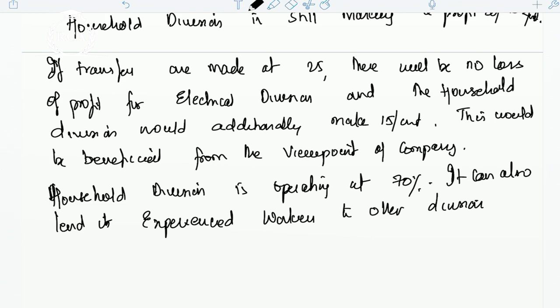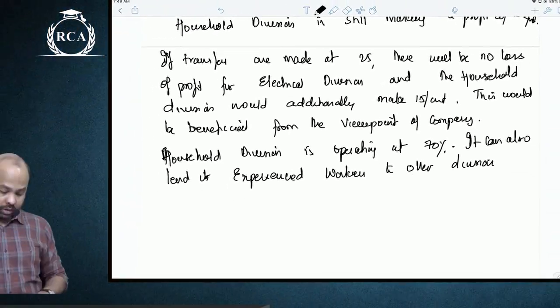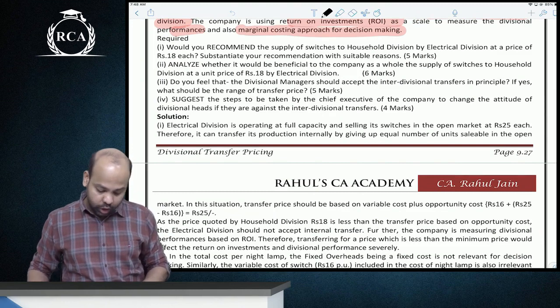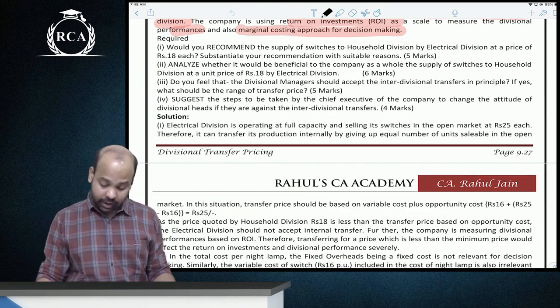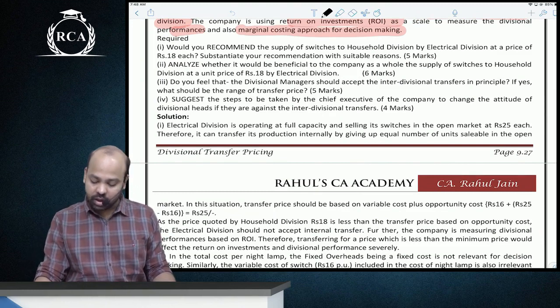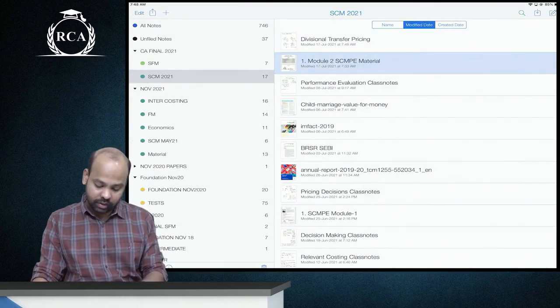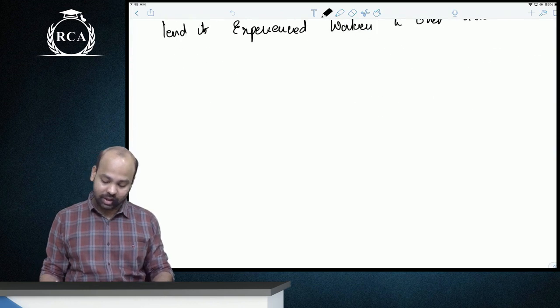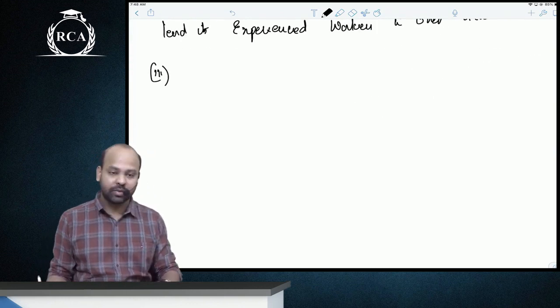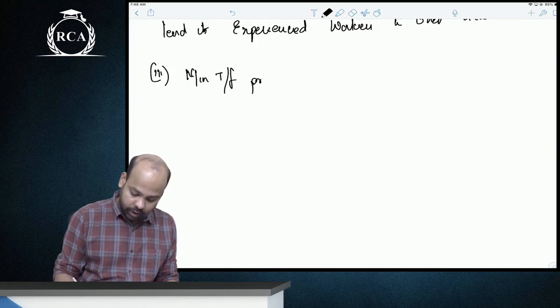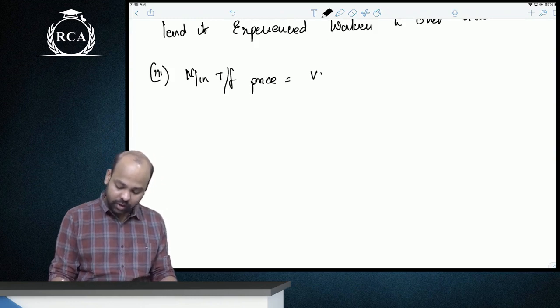Chalo, guys, I hope you're all done with this. Now, if you look at the third bit, beta, it says: do you feel that the divisional managers should accept the interdivisional transfers in principle? If yes, what should be the range of transfer price? Simple, beta. You all know how you decide the range of transfer price. We already computed the minimum transfer price to be variable cost per unit plus opportunity cost, which came up to 25 rupees. Yes or no?